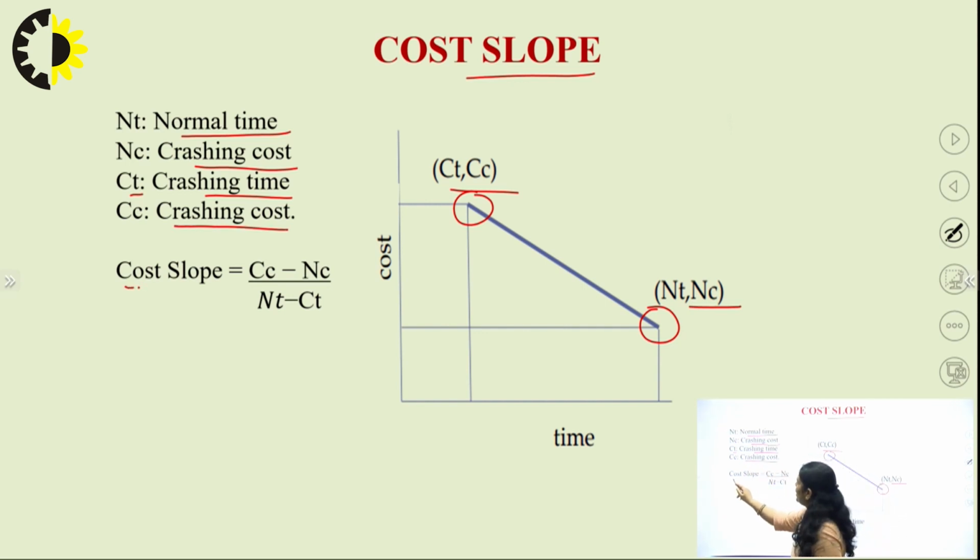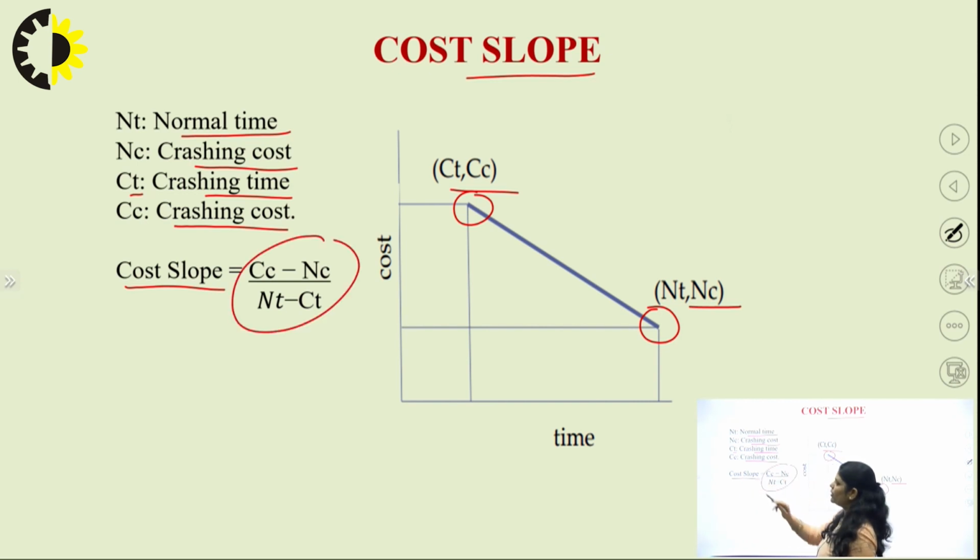So how will we calculate the cost slope? We can use this formula to find out the cost slope, which is CC minus NC divided by NT minus CT. So with the help of this, we can find out the cost slope.